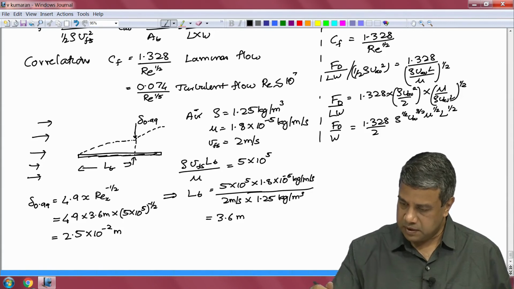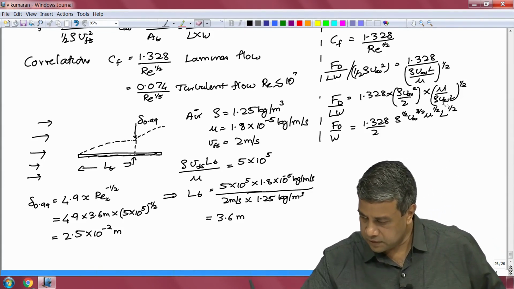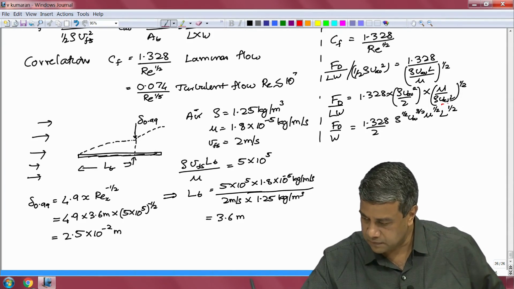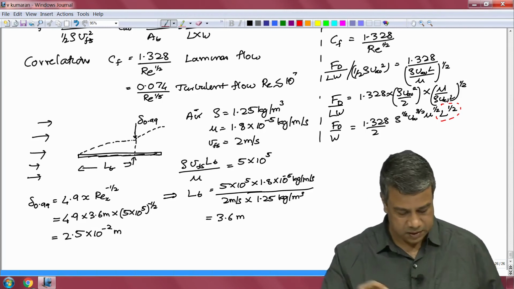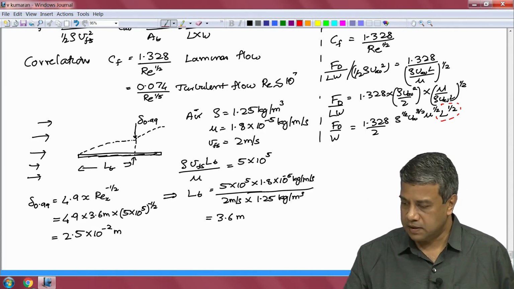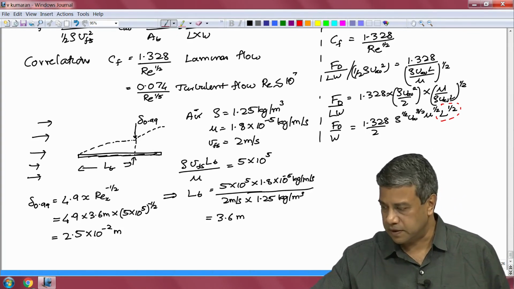So, therefore, the drag force increases as the square root of the length for a laminar flow. And you can calculate the numerical value for these particular property values.